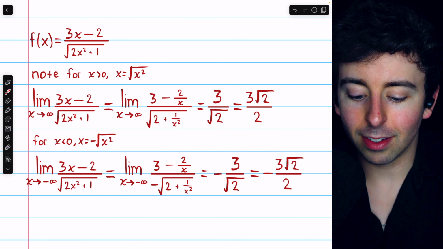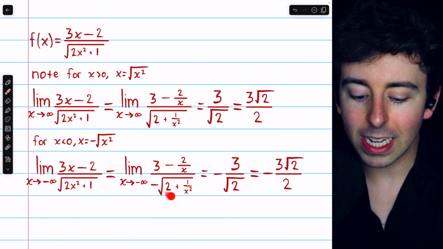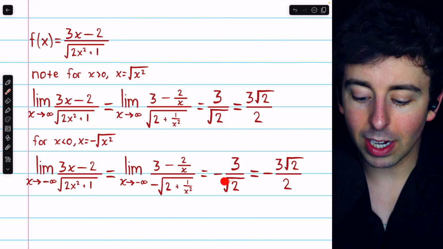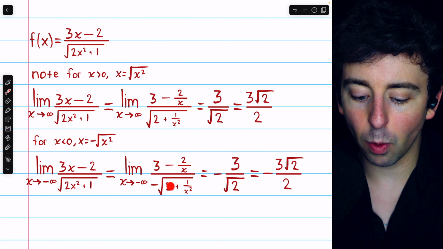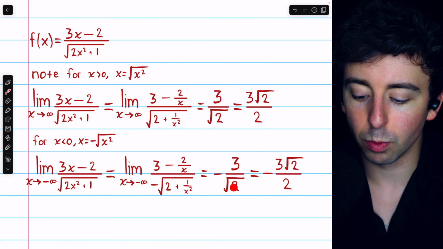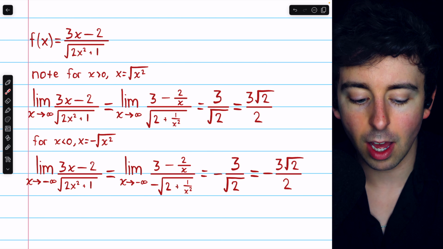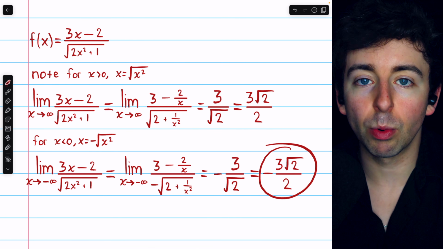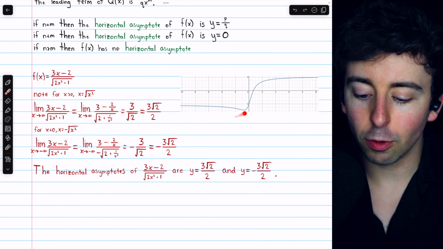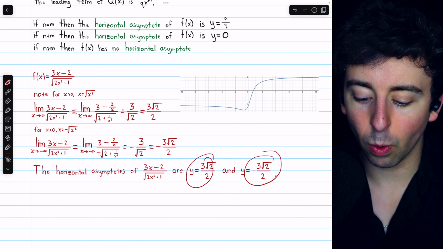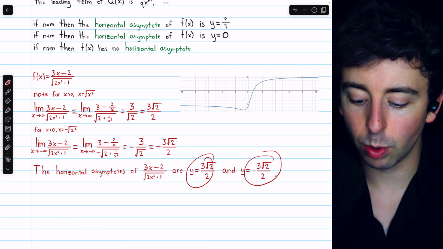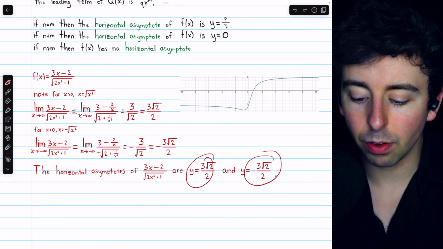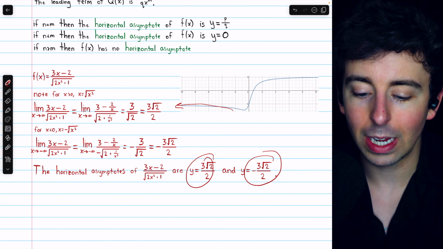So then the numerator is the same as before, and the denominator is as well, except we have that factor of negative 1. We can bring that negative out, and again as before, we still have that 3 over root 2. We could rationalize the denominator, and we get this second horizontal asymptote, negative 3 root 2 over 2. There is a graph of the function, and we can see its horizontal asymptotes, positive 3 root 2 over 2 as x goes to positive infinity, and it's approaching negative 3 root 2 over 2 as x goes to negative infinity.